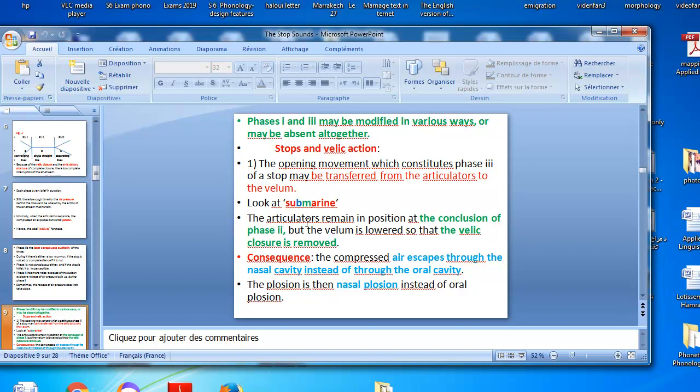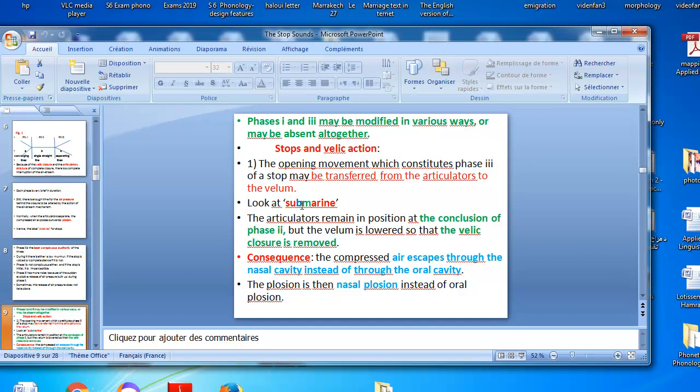Look, the articulators remain in position at the conclusion of phase 2 for the production of B, but the velum is lowered so that the Velic closure is removed. So notice here, we don't release the air for B. The air is still kept held in our mouth. The air which is kept in the mouth goes through the nose. Instead of releasing it through the mouth to say sub-B, we allow it to go through the nose. Why? Because M is also a bilabial sound which is nasal.